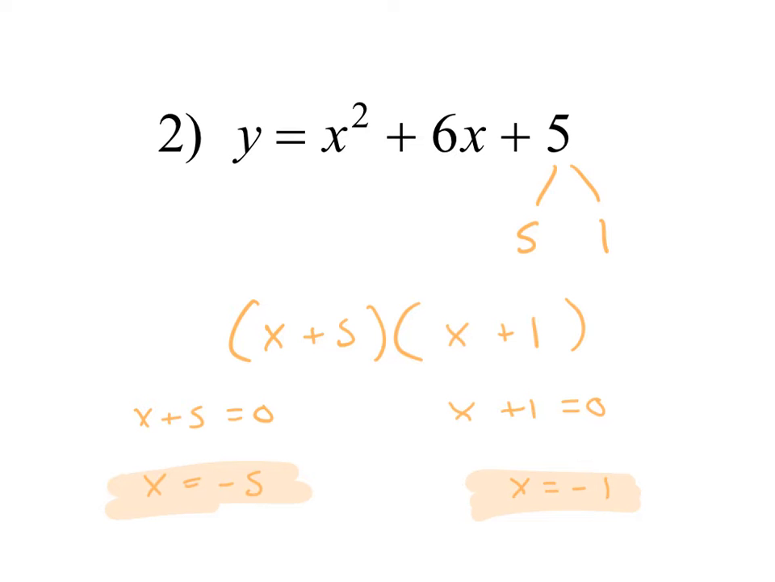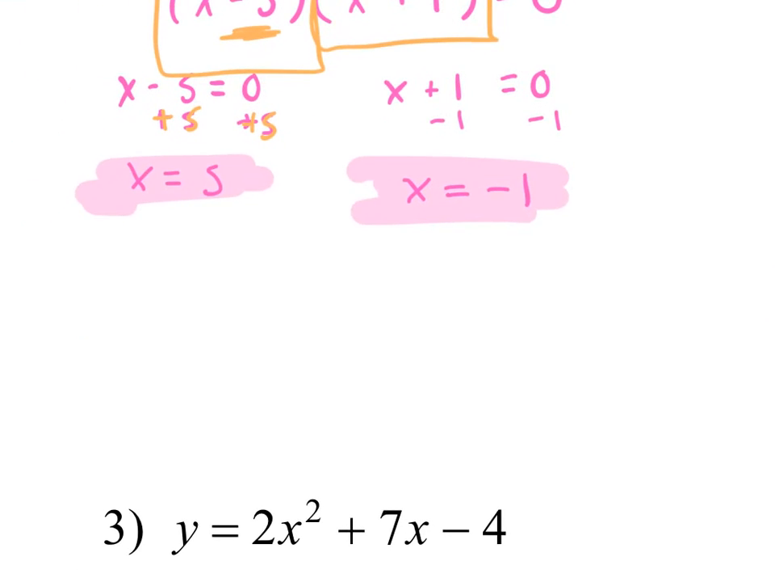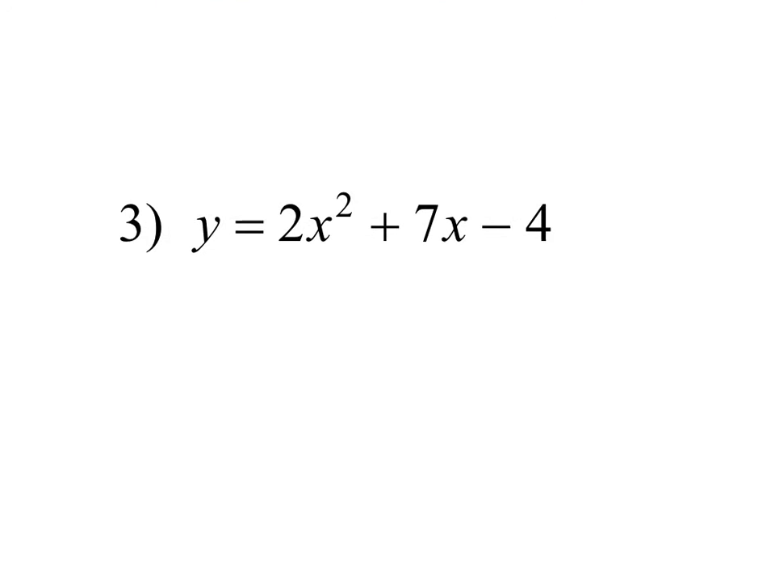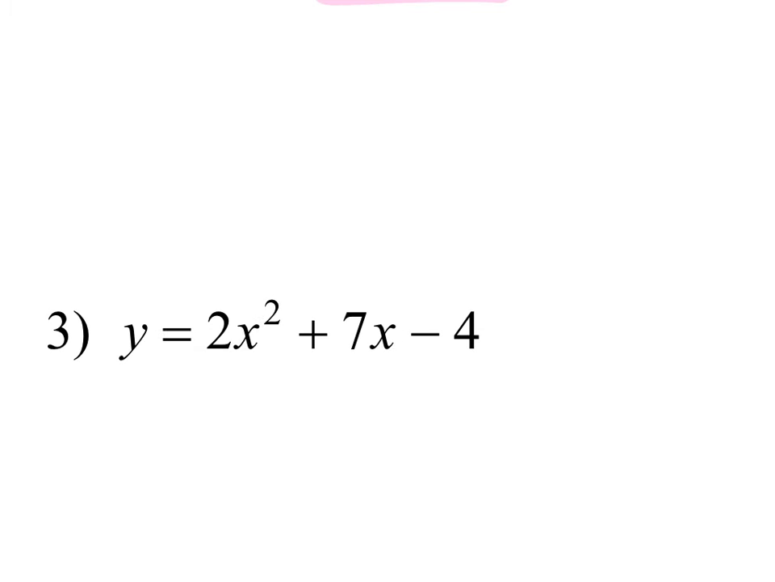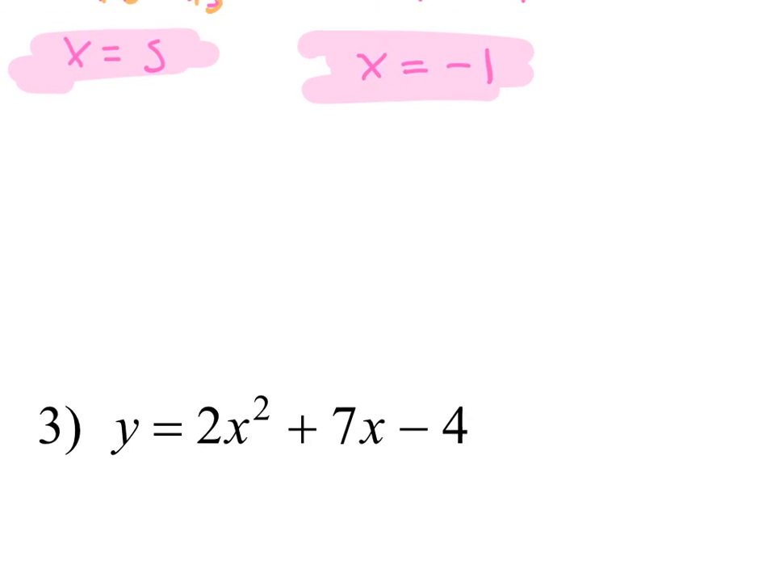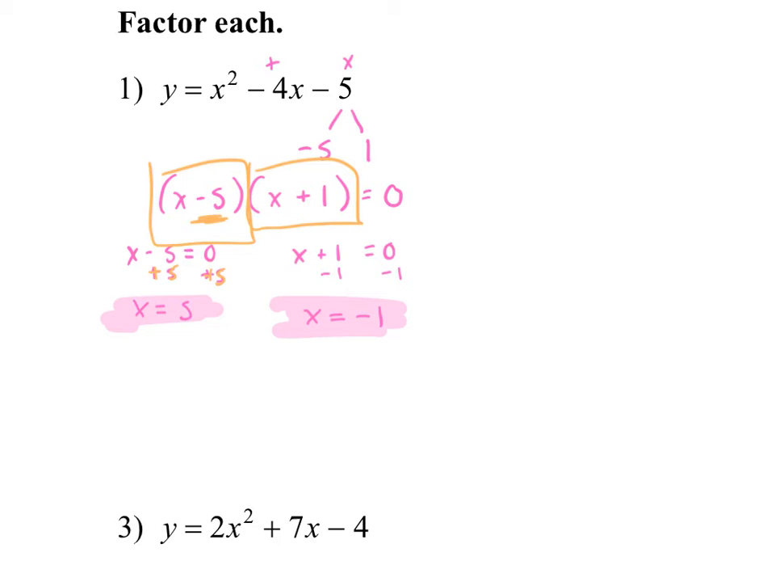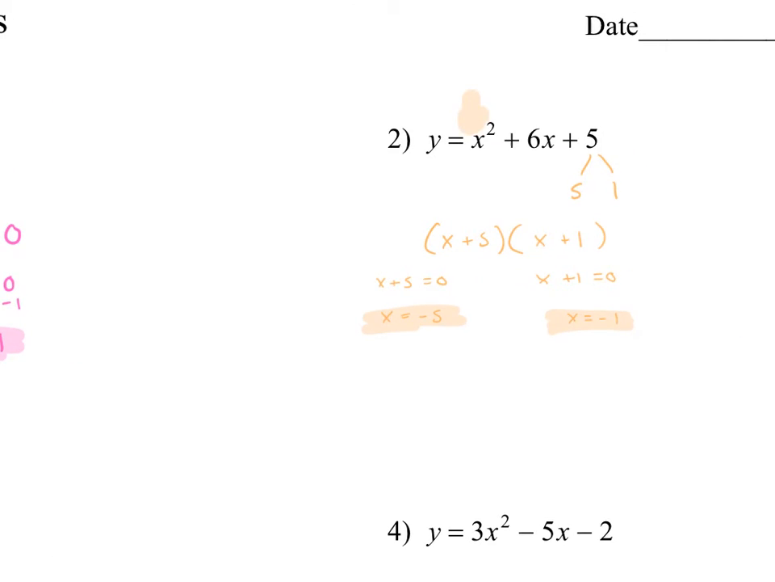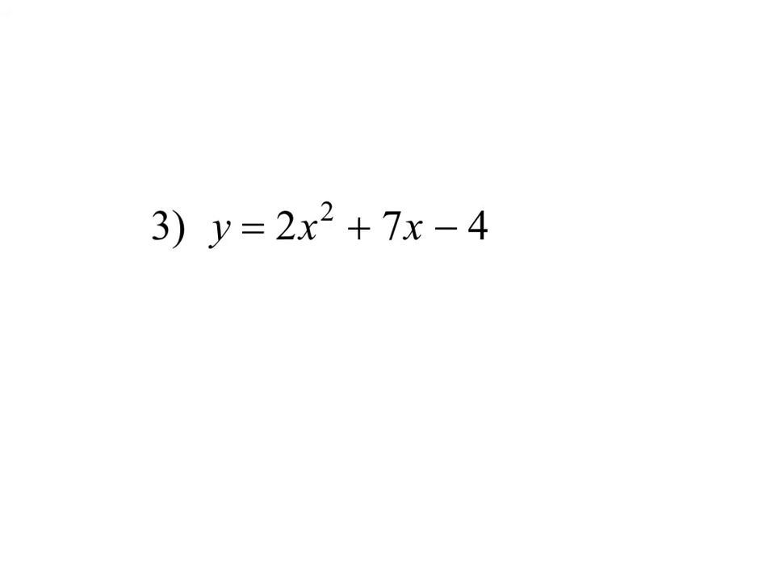All right, let's take a look at number 3. Not always are we going to start with a leading coefficient of 1, so like our number out front. In the first two, our number out front was 1. But this one, it's not. So we have to do something a little different here.